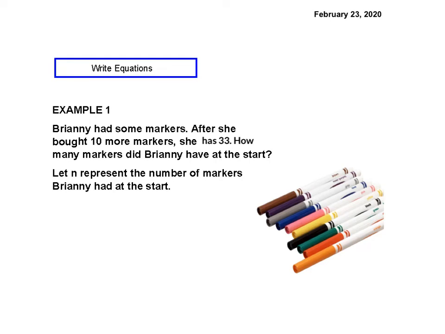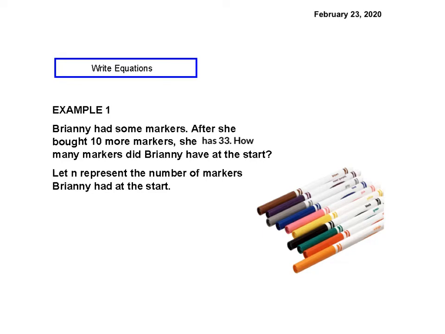So, this is a problem that you can obviously do in your head, but that is not the answer to this question. Our task is to write an equation. So, the first step that we always do when writing equations to represent real situations is to ask, what is the problem asking? The problem is asking how many markers did Brienne have at the start? So we don't know that. Whatever we don't know, we represent with a variable. So the variable is going to be n.